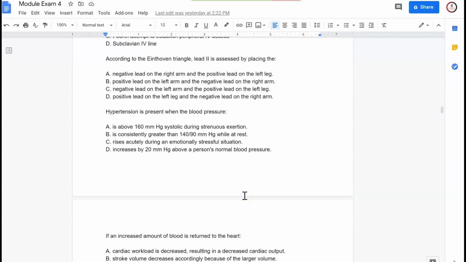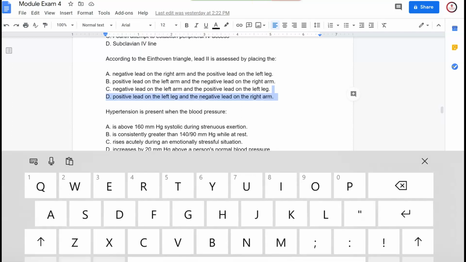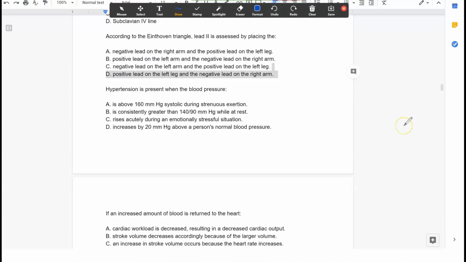According to Einthoven triangle, lead 2 is assessed by, right? So the leg, what is going on? The leg is always positive, right? Legs are always positive in Einthoven's. And then you have a positive on the right and a negative on the left.